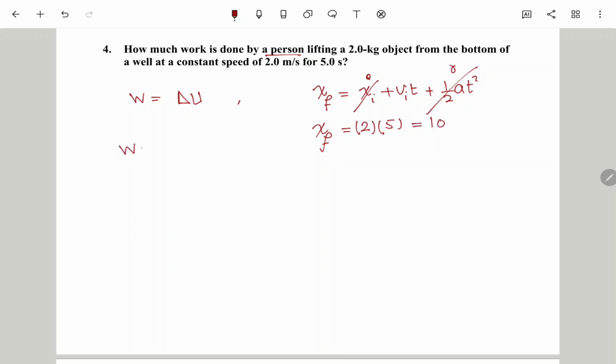So the work in this case equals U final minus U initial, or mgh. M is equal to 2, times 10, times h, equal to 10. In other words, work equals plus 200 joules.